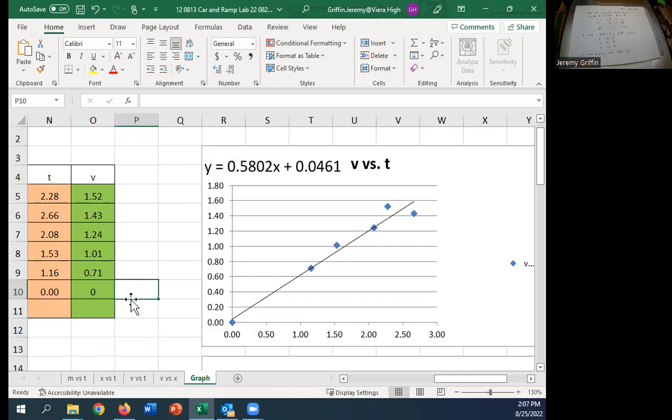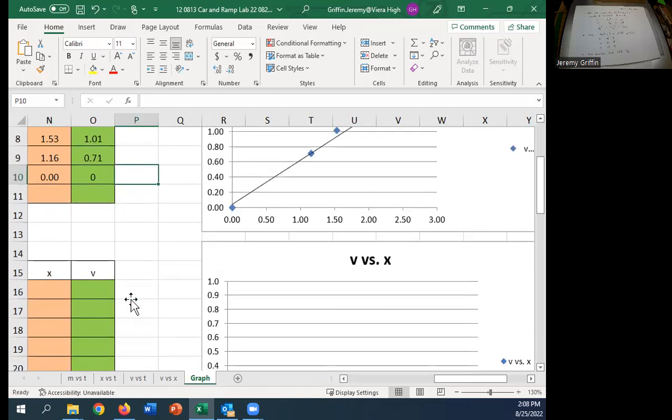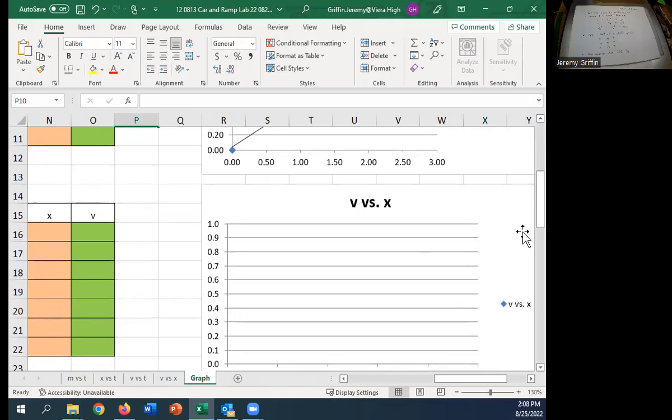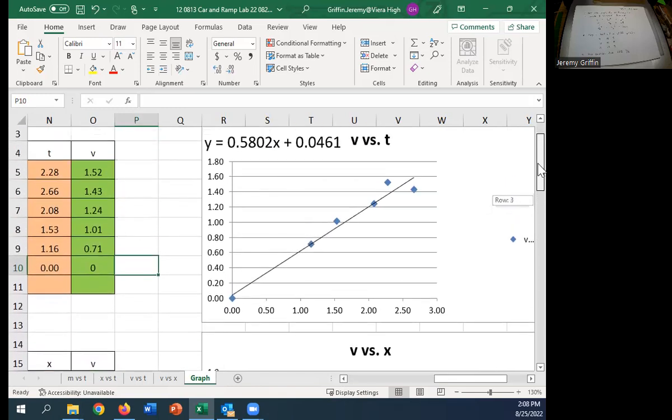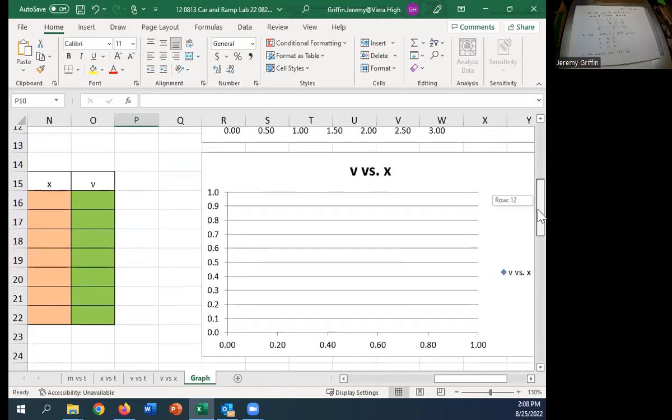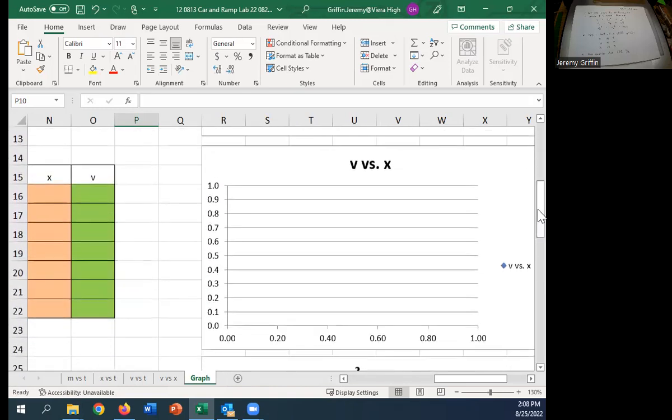The last experiment was really similar to that setup, but I had you measure how far the car rolled instead. Just like I said, V versus T you'll see all over the place in this class. V versus X is a really rare graph to come up. You'll almost never see this, but there's a relationship. It's kind of fun, so let's do it.